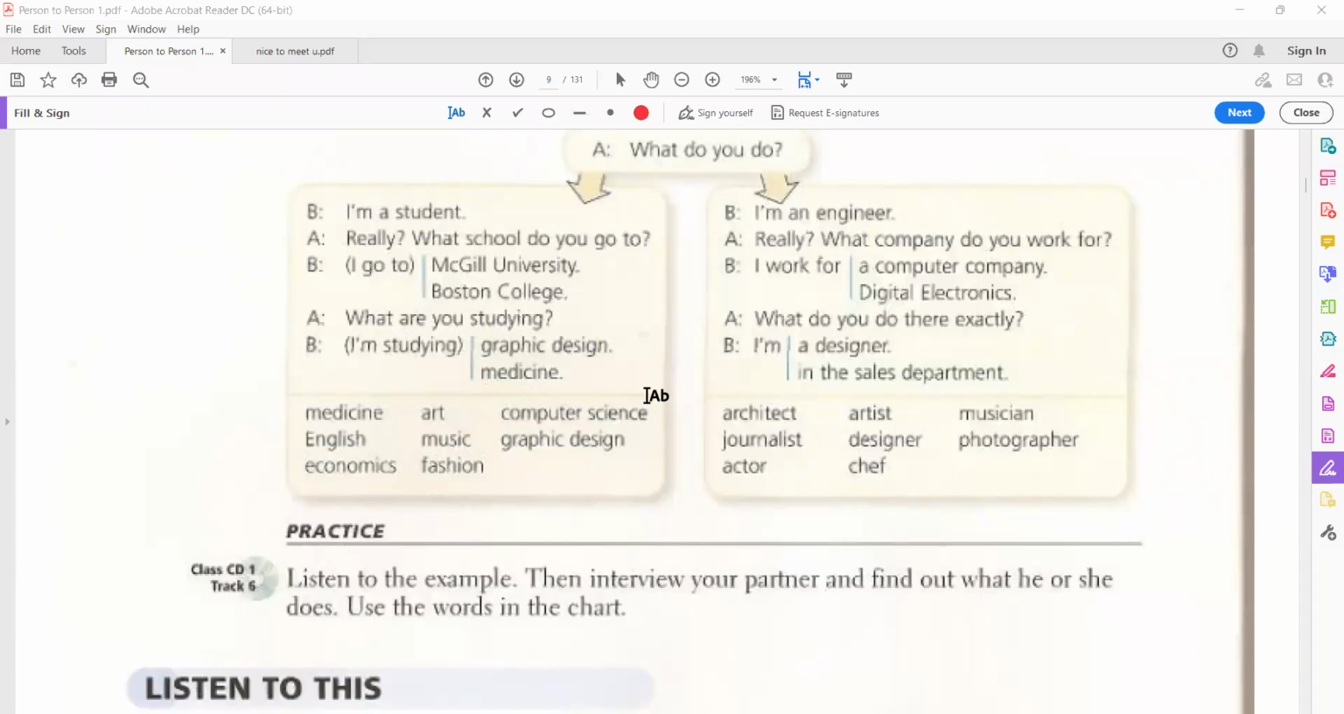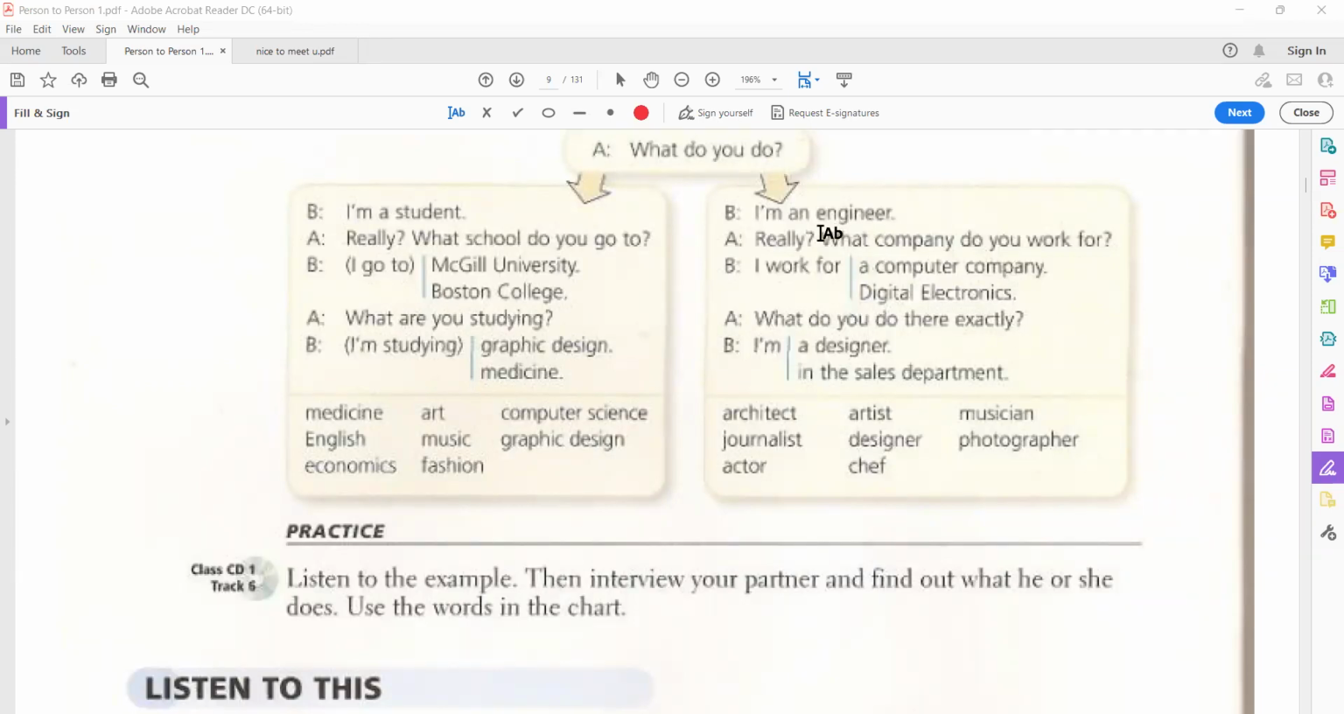Okay, and then the same goes if you're actually working. You're not a student. You can say, I'm an engineer. In this case, you are not studying, you are actually working. You can ask by saying, what company do you work for? What's the name of the company? You can say, I work for a computer company, for example, or digital electronics. You just name the kind of company that you are working for.